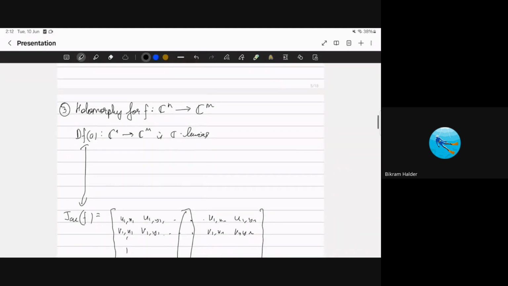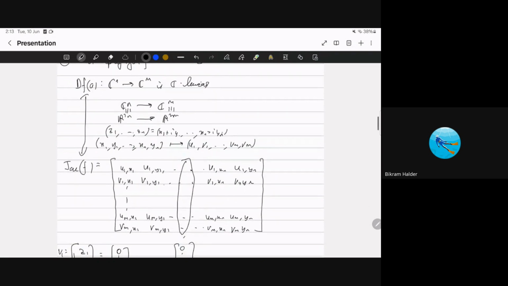So if we consider a function f from Cn to Cm, again, I will say that we can treat Cn and Cm as R2n and R2m, at least topologically. The complex vector z1 to zn, I will write as x1 plus i y1, up to xn plus i yn, and this will be equivalent, when treated as a vector in R2n, to x1, y1, up to xn, yn, and the function values will be u1 plus i v1, up to um plus i vm, right?